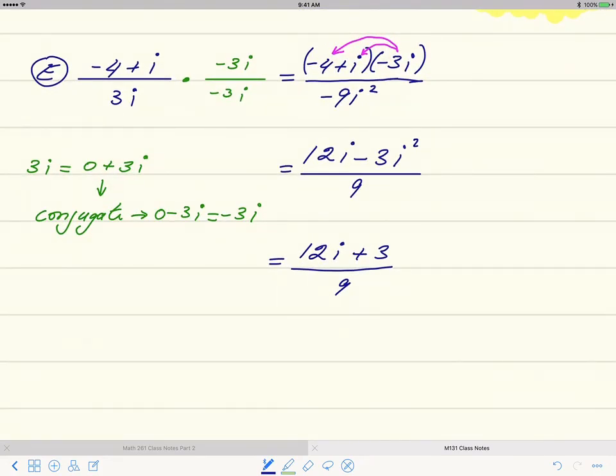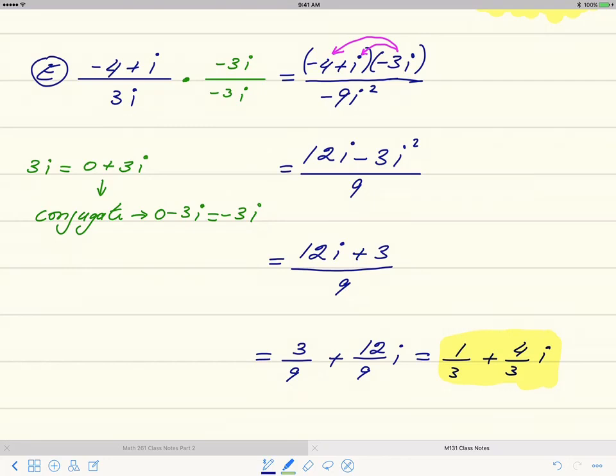Alright, and finally we have to write the real part first, and we have to separate these, so we have 3/9 plus 12/9 i. Simplifying these fractions gives 1/3 plus, dividing by a factor of 3, 4/3 i. 1/3 plus 4/3 i. That's the final answer.